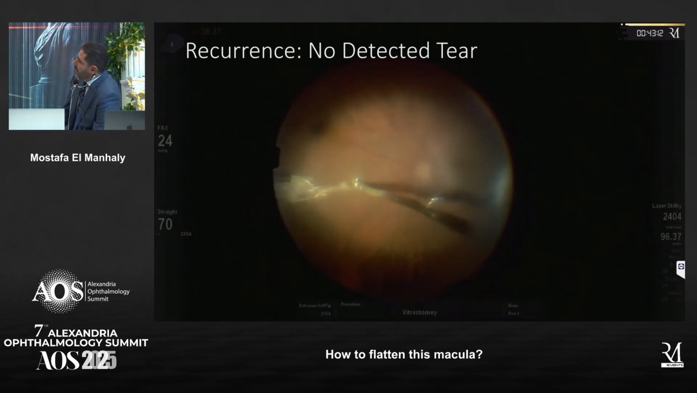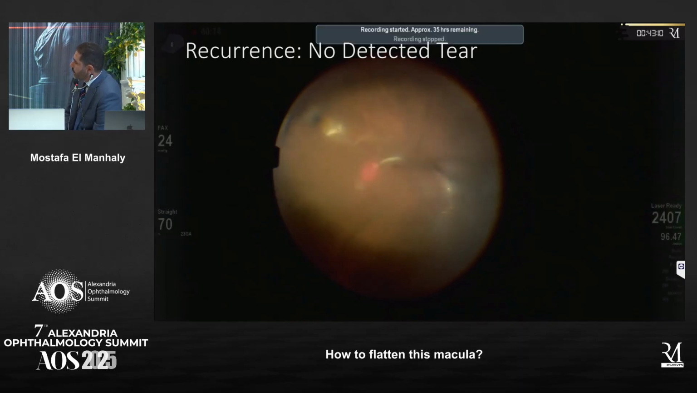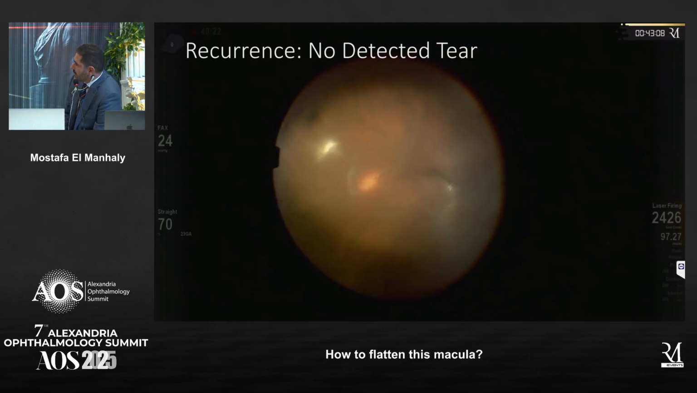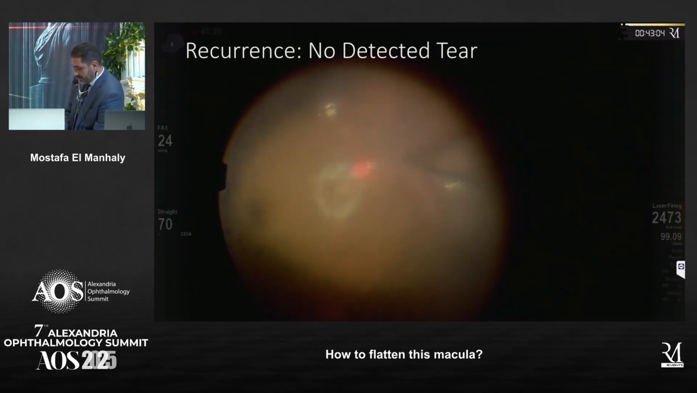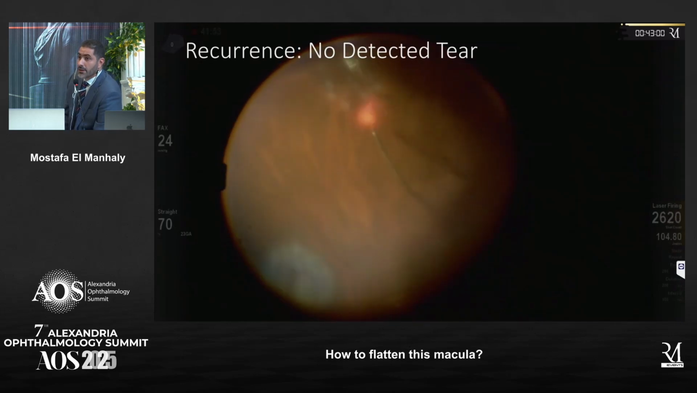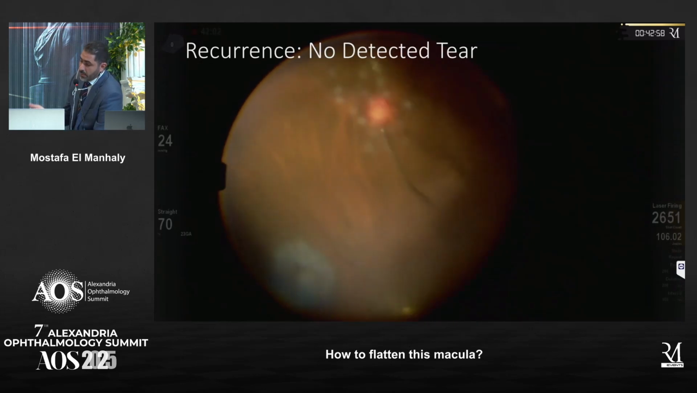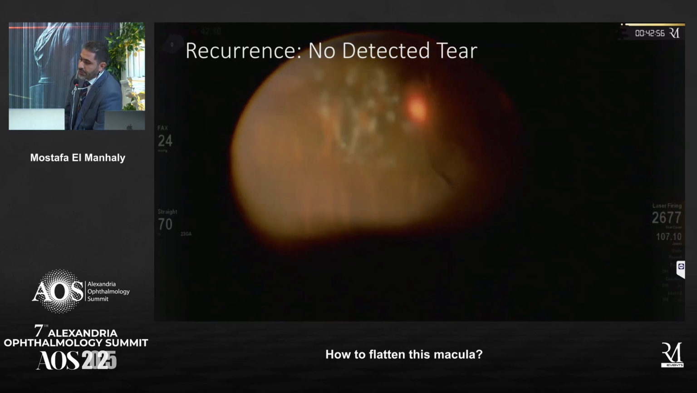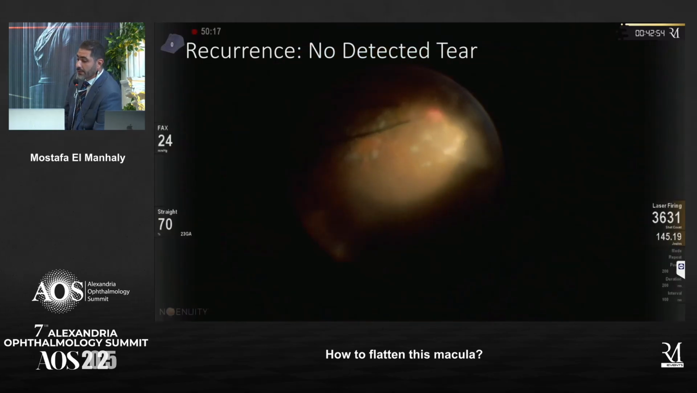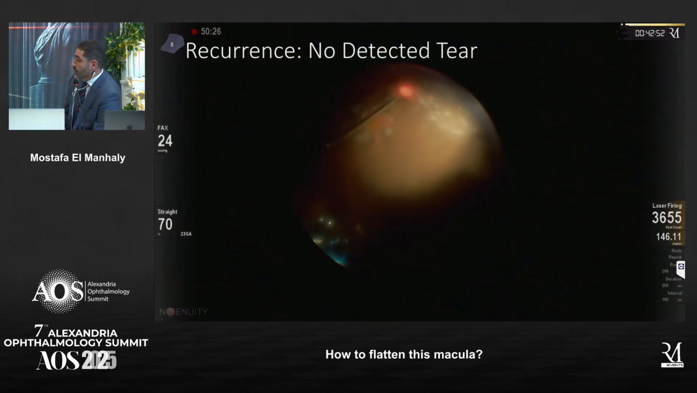And in such a case without an identified tear, what tamponade would you go for? It depends. If there is no PVR, I will do gas. If there is PVR, I'll do silicone oil. So I did like what Dr. Sharif said. I didn't find the tear, but I did a posterior retinotomy, drained, and did a peripheral retinopexy and barrage, and this case was left on gas tamponade.